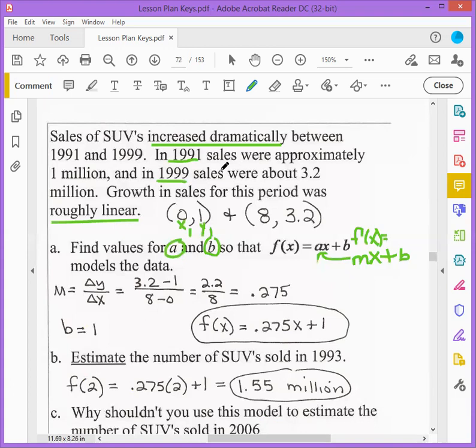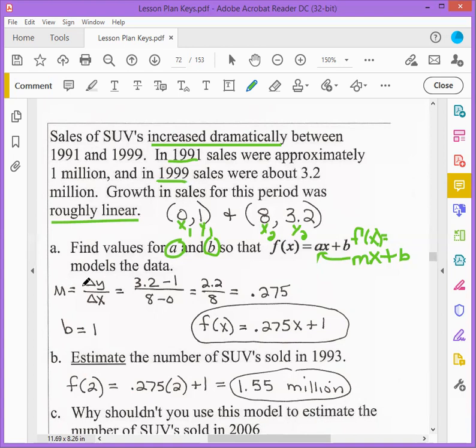And then the second point, we're told that in 1999, that's 8 years later. After 1991 to 1999, that's 8 years later. So our x coordinate changes from being 0 at the beginning to 8 years later. That's our x sub 2. And in that year, 1999, there were about 3.2 million. So we use 3.2 to represent 3.2 million. That's our y sub 2, our second y coordinate. We're going to use these 2 points, x1, y1, x2, y2, to find the slope.